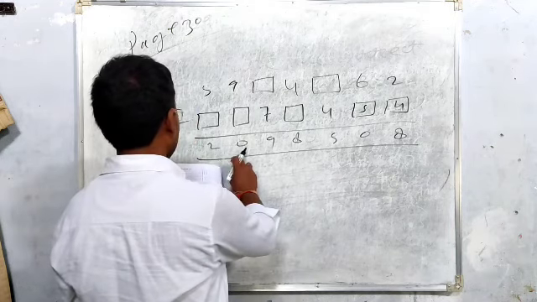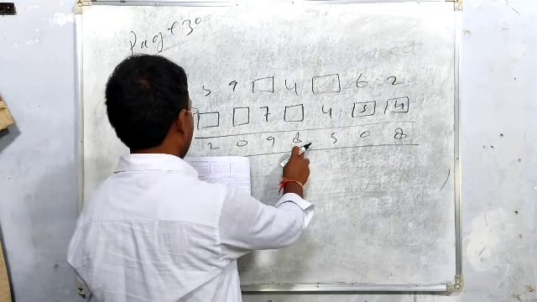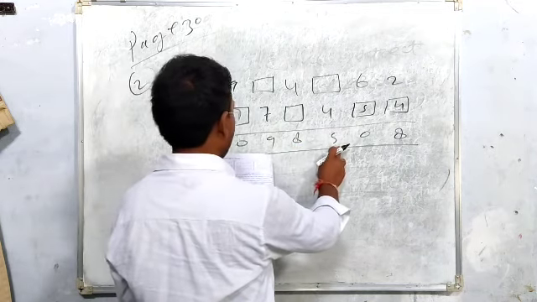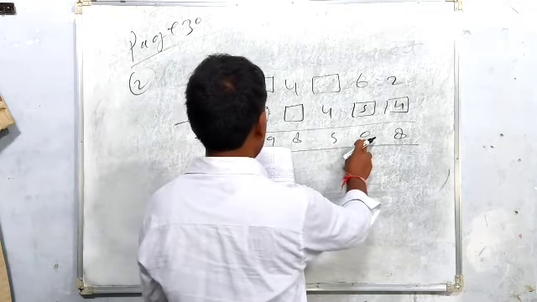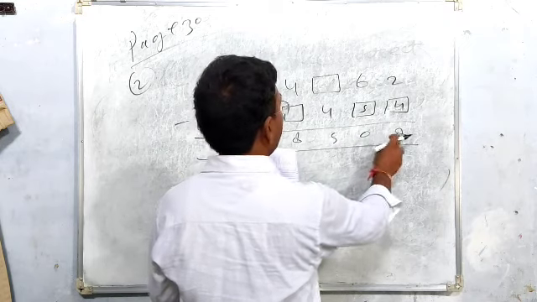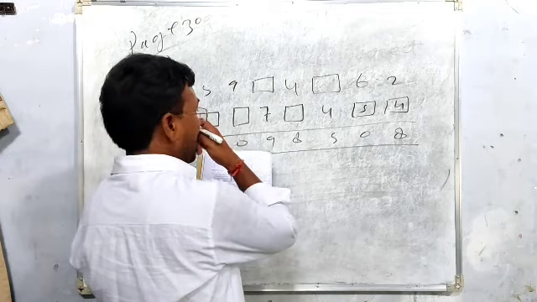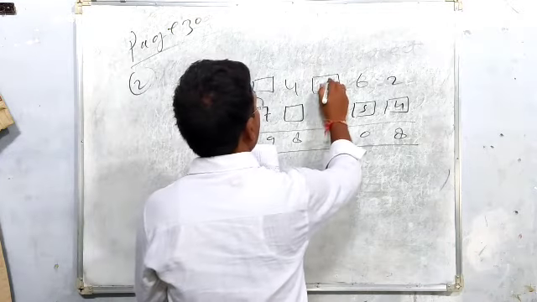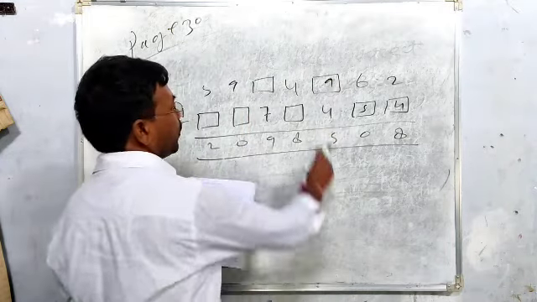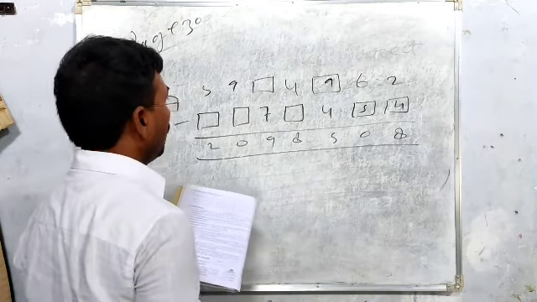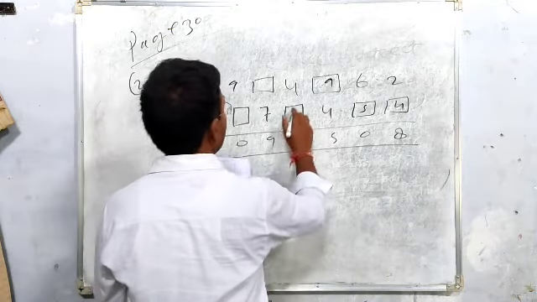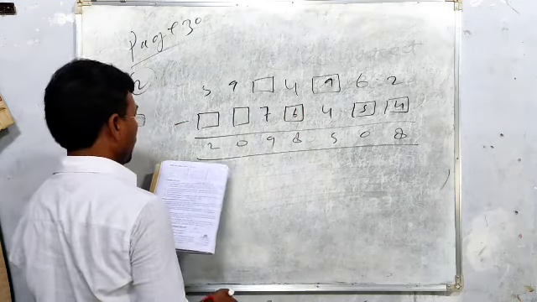Here is written 2, 0, 9, 8, 9, 8, 5, 0, this 2, 0, 9, 8. Now here should be 9. 9 minus 4 is 5. And here should be 6. 14 minus 6 is 8.